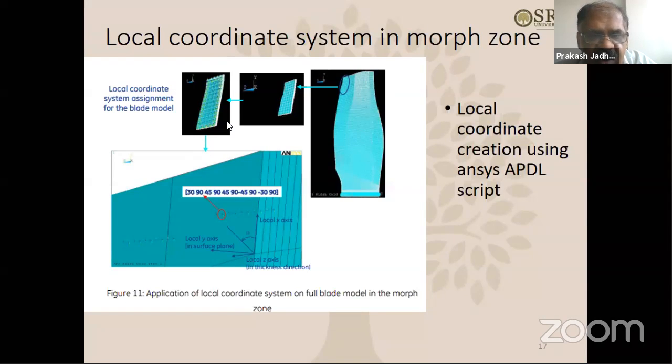We did this because we wanted to incorporate the layup that has come from the MATLAB code. If you remember, the MATLAB code is spitting out this optimized layup. So the optimized layup has to be implemented in the desired region. However, the other region of the blade we have to keep undisturbed. Only in the desired region can we implement that optimized layup. So for that, we created this local coordinate system using an ANSYS APDL script and implemented that layup.